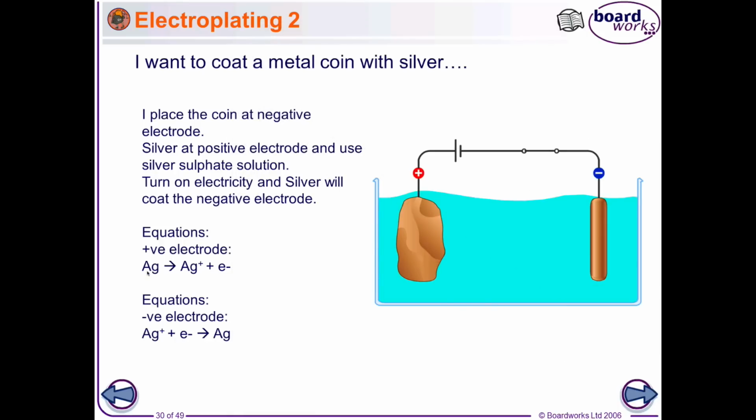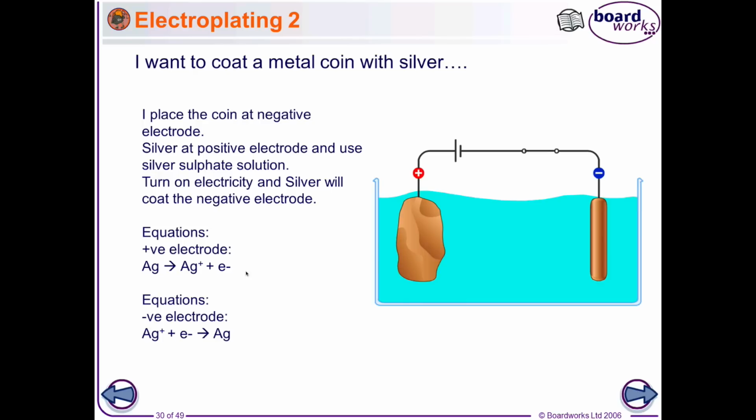So at the positive electrode, we start with Ag, silver, which turns into Ag+, plus 1 electron this time. Because the charge here is only 1+, I only need 1 electron to balance the equation. And then at the negative electrode, the Ag+ is attracted, and when it gets there, it will gain an electron to become silver, which is Ag.